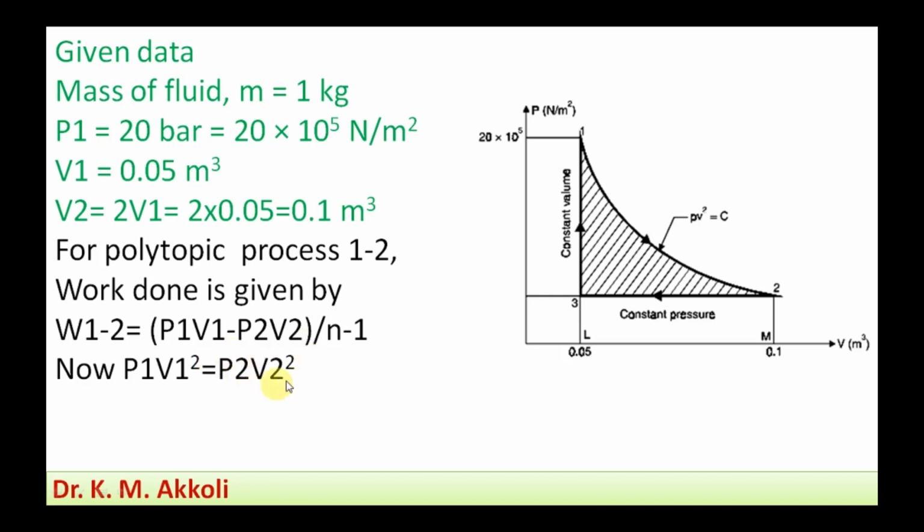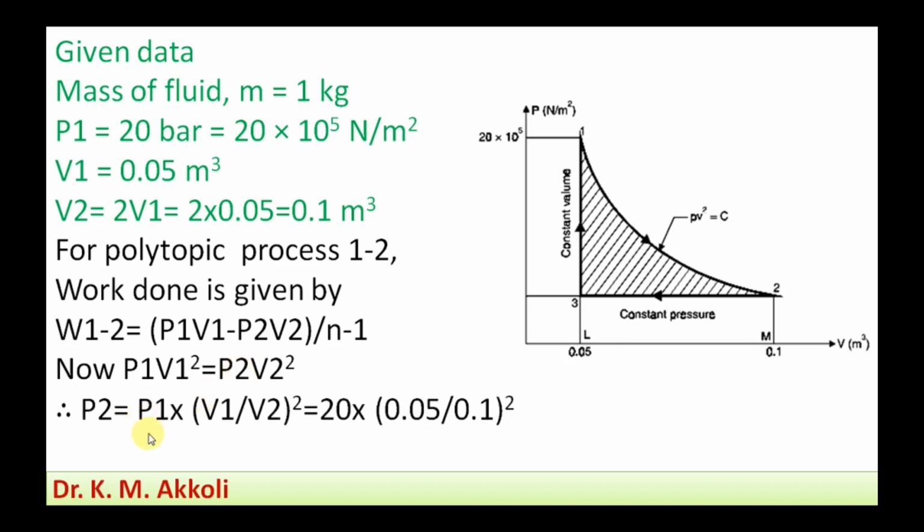This equation we are going to use, because in the work done equation, P1 we know, V1 we know, V2 we know, n the polytropic index we know, and from this equation we can find P2. Therefore P2 equal to P1 into (V1 by V2) raised to 2. That is P2 is equal to P1 multiplied by (V1 by V2) raised to 2. That is 20 into (0.05 by 0.1) raised to 2. Then after the calculation we are going to get P2 is equal to 5 bar.